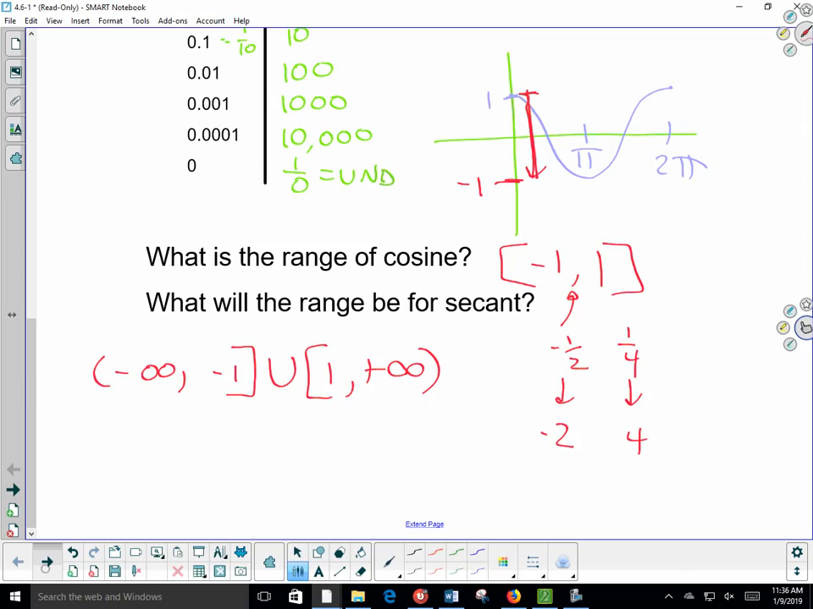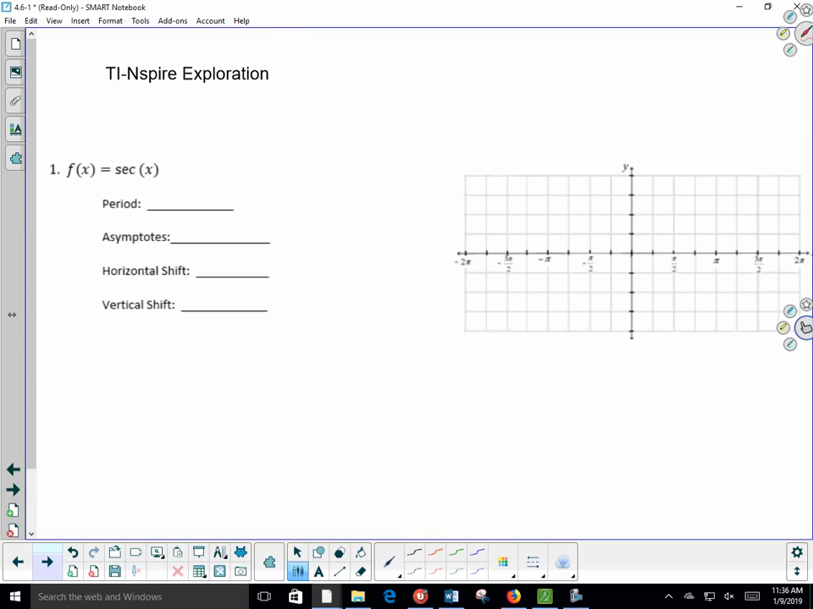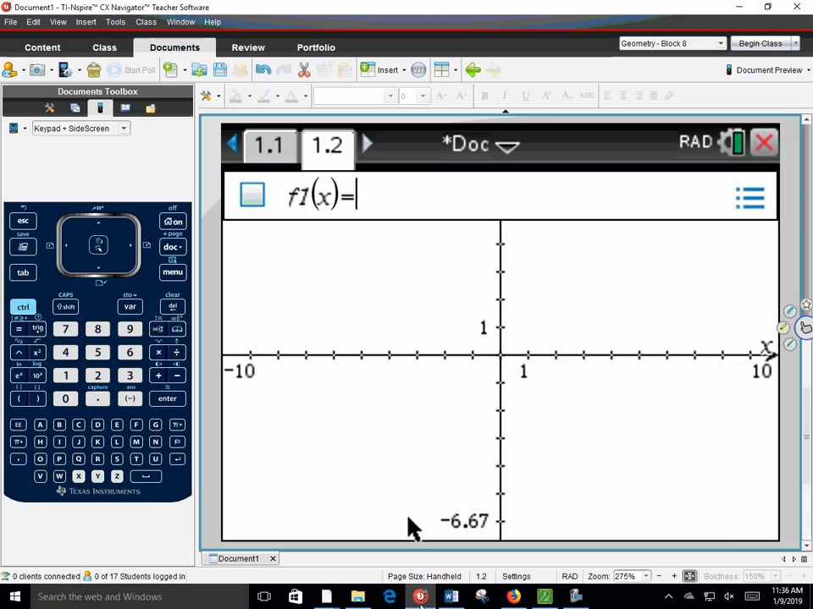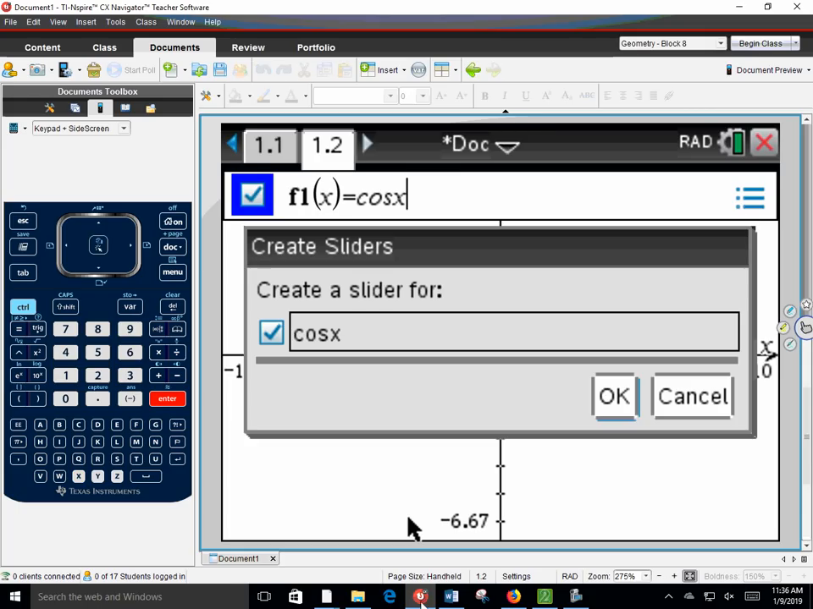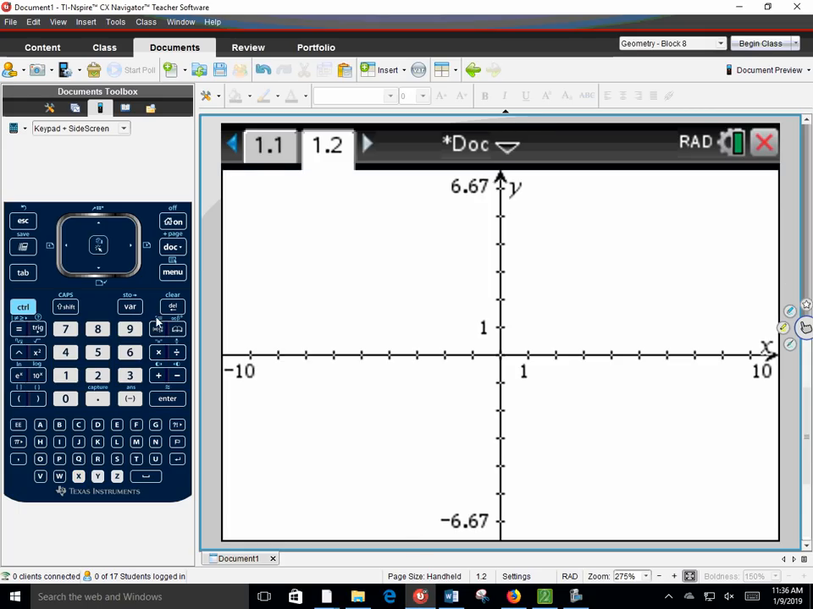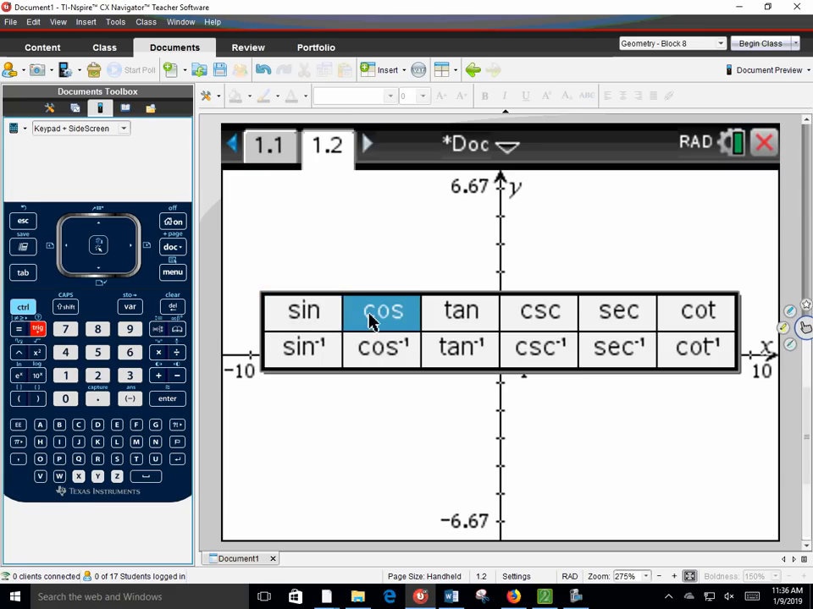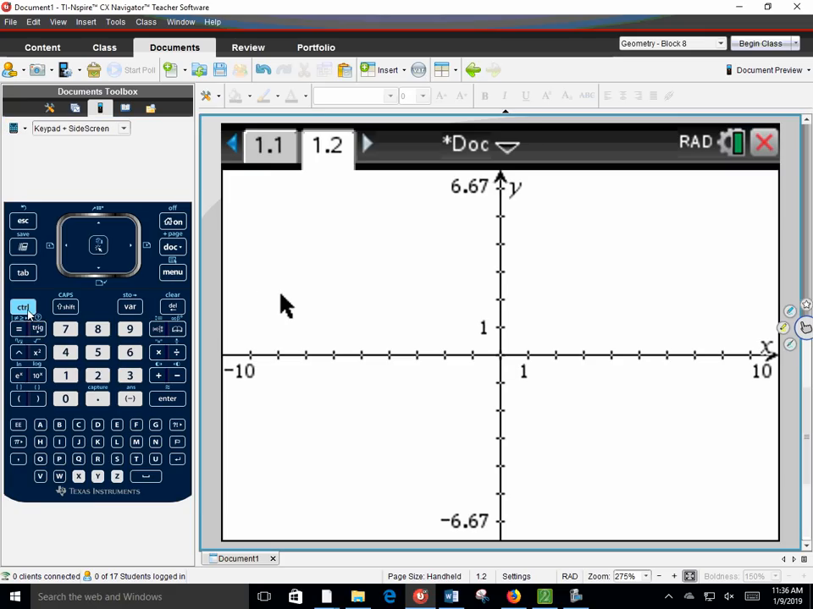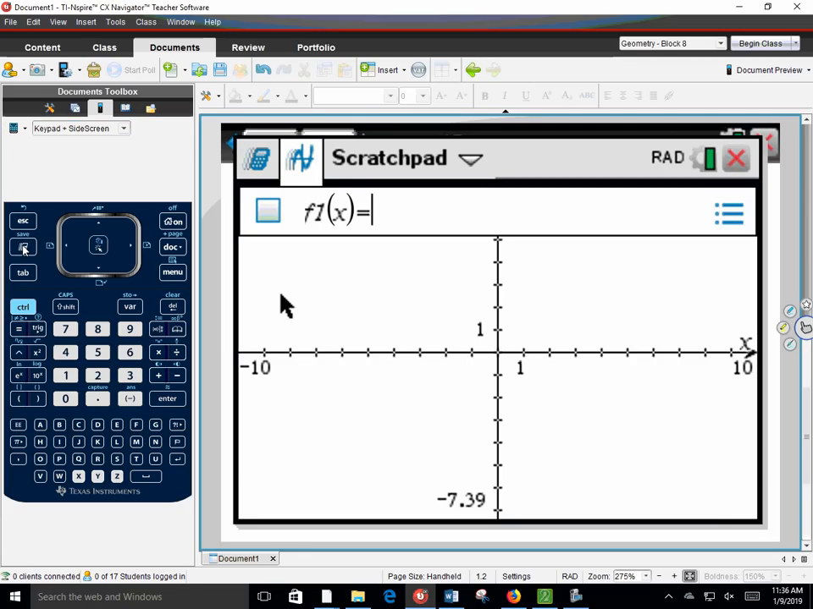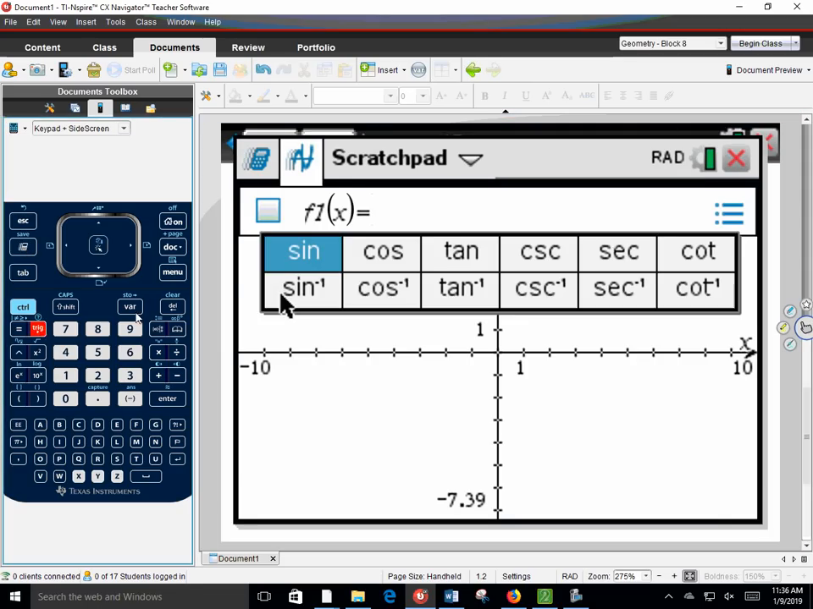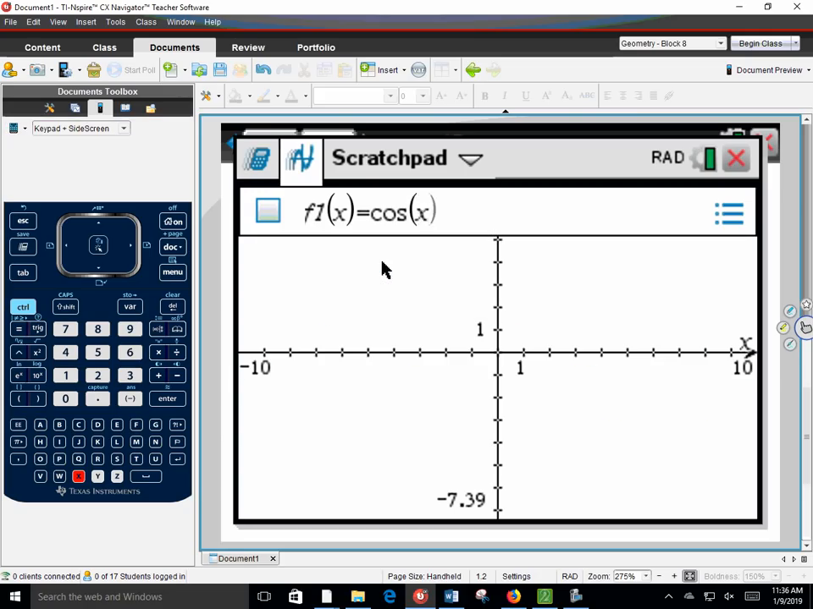All right, so let's actually explore that with the TI Inspire. Let's see what's going on when we're graphing this. So let's graph cosine first. I push the trig button, and I'm graphing cosine of x.